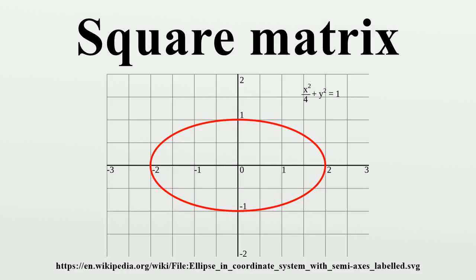In mathematics, a square matrix is a matrix with the same number of rows and columns. An n by n matrix is known as a square matrix of order n. Any two square matrices of the same order can be added and multiplied. Square matrices are often used to represent simple linear transformations, such as shearing or rotation.